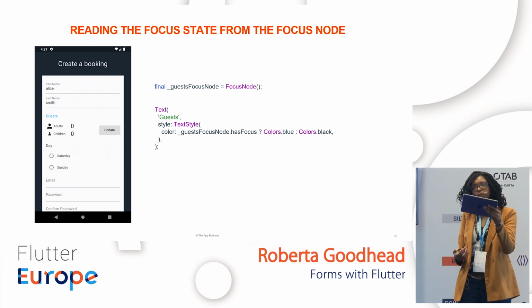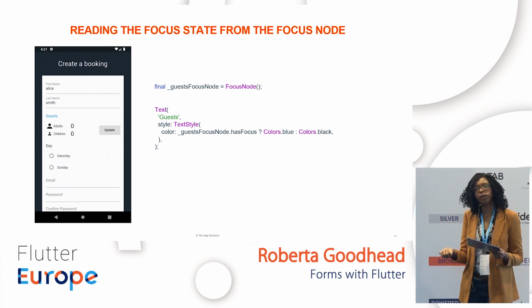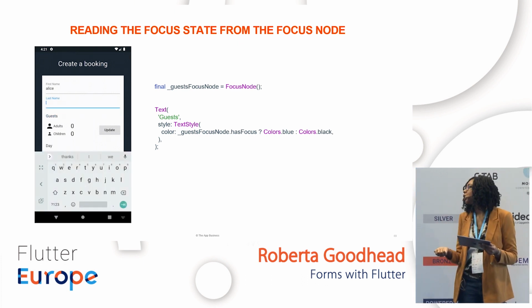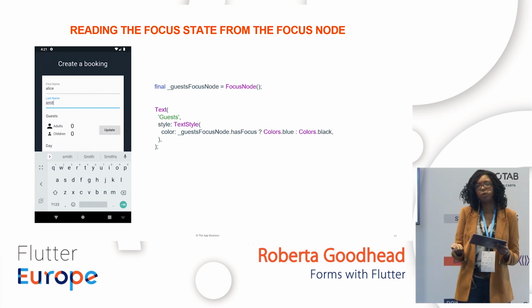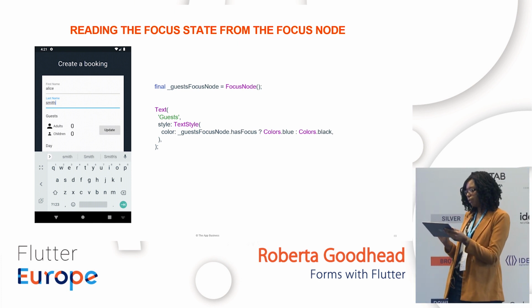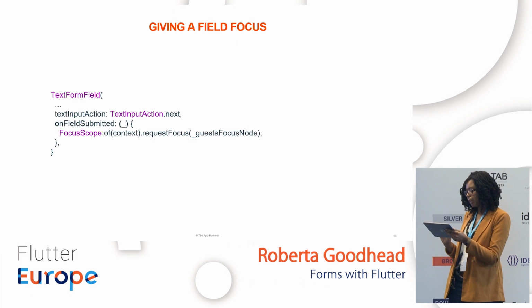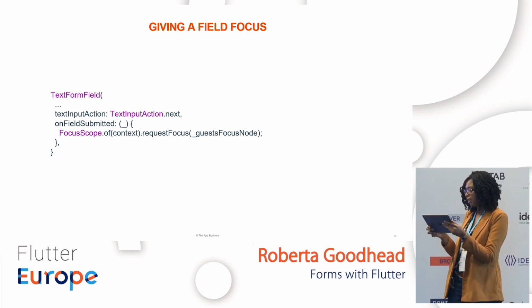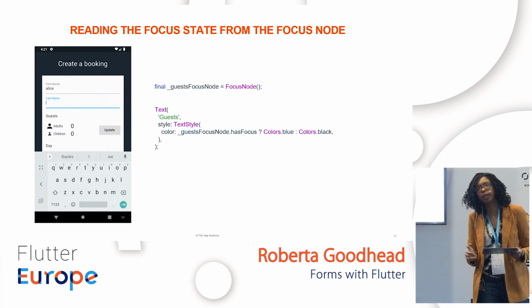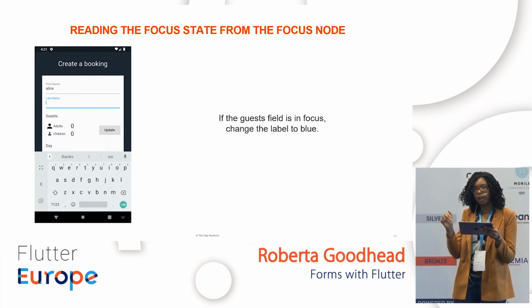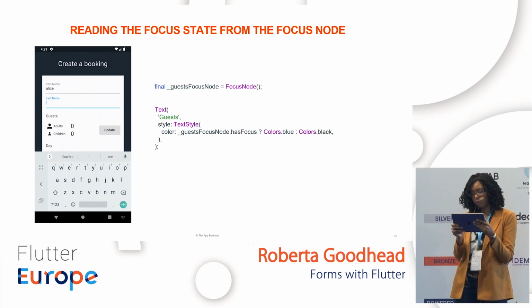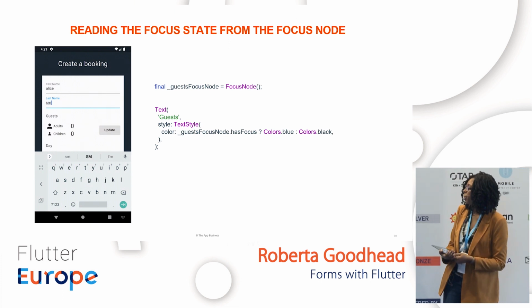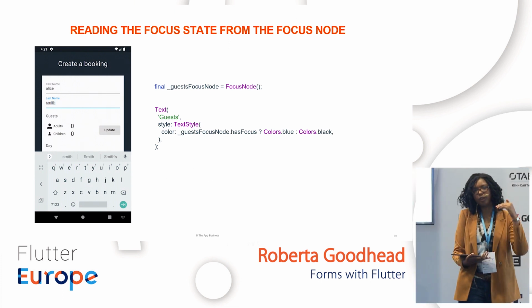And then here we have a condition. So we have the has focus status. So whenever, as in the previous screen, the guest focus node's focus is requested, then we can change the color, because has focus would have updated to true. And what that also does is remove focus from every other focus node.